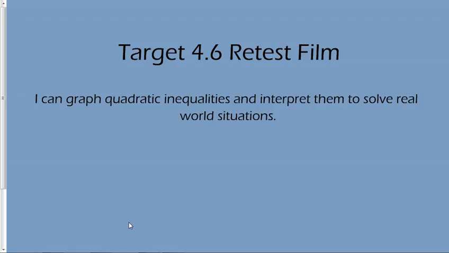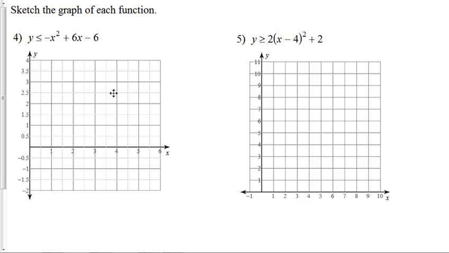Remember, you should have your white packet with you and out in front of you. I'm actually going to do some of the problems on that white packet. And then you need to have the white packet done fully in order to do any of the retesting. So let's take a look at number 4 and number 5.